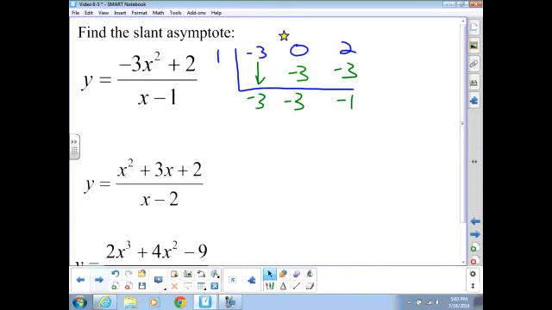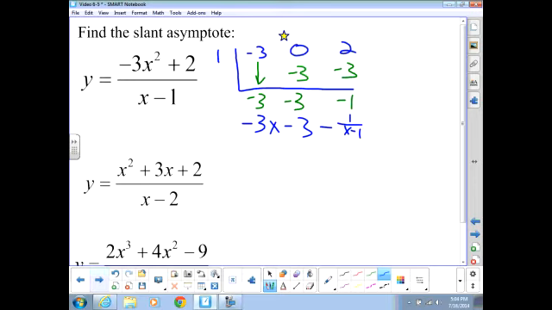Now, for your answer, these are the coefficients of our answer. The degree of your answer is always 1 less than the degree that you started with. We started with an x squared, so we'll start with a plain old x. So we'll have -3x minus 3, and you might remember from last year, this is now -1 over x minus 1.